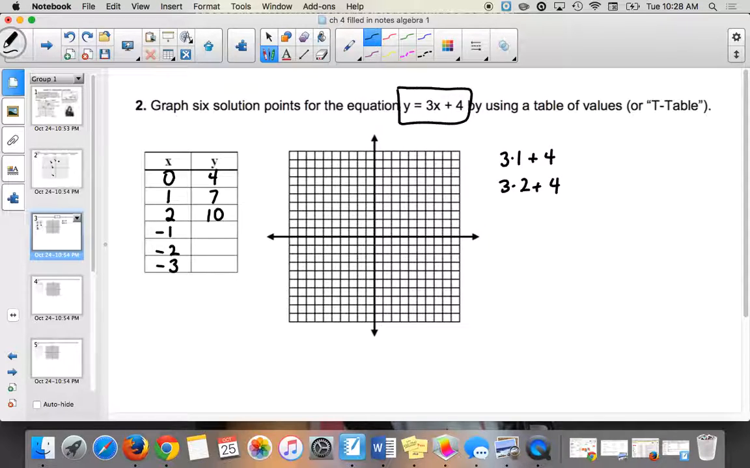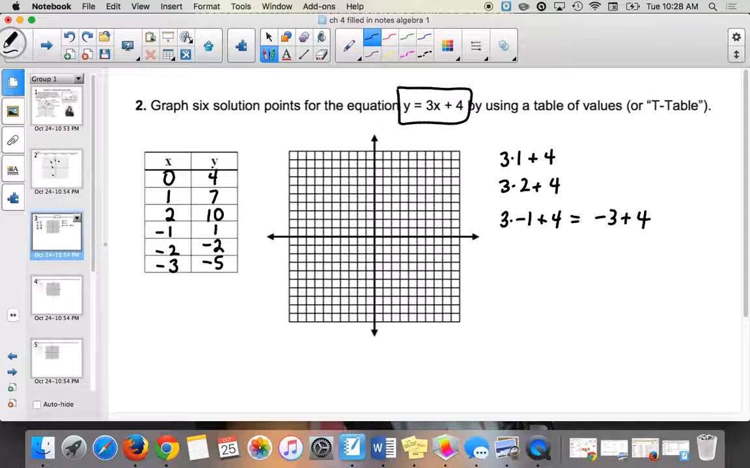So now let's do the ones that are negative. I'm going to have 3 times negative 1 is negative 3, and then plus 4, 1. Yeah, a little bit harder though, isn't it? Negative 3 plus 4, so 1. If you need to do some work off to the side like I'm doing, you can always do that. So negative 2, I'm going to have negative 6 plus 4, which is negative 2. And negative 3, I'm going to have negative 9 plus 4, which is negative 5.